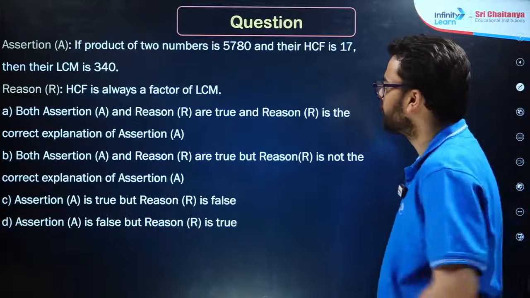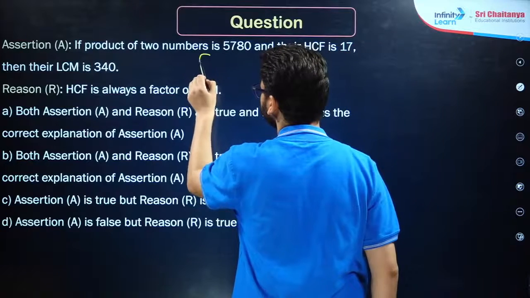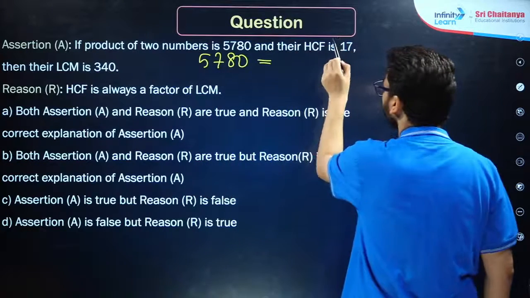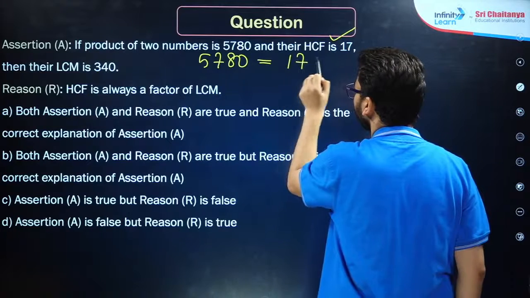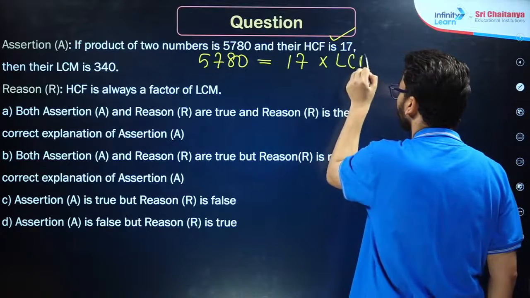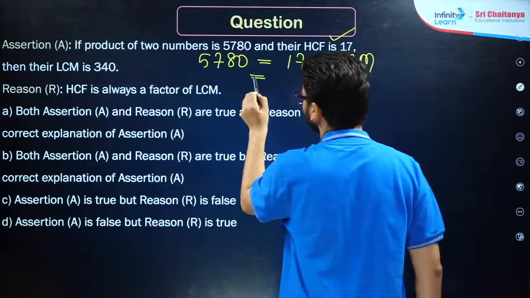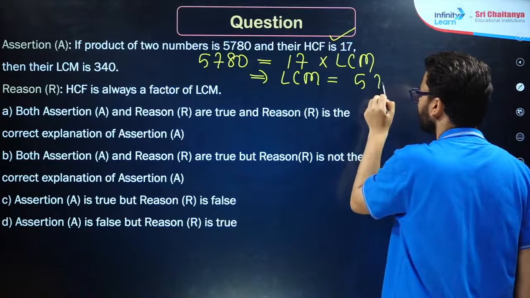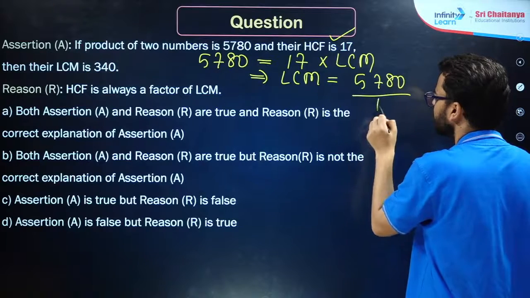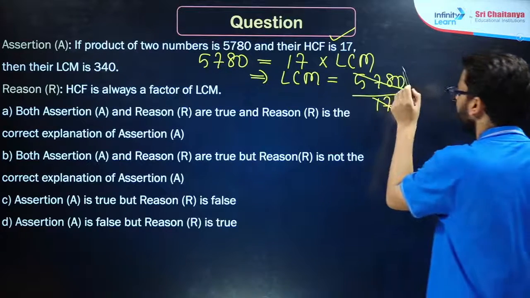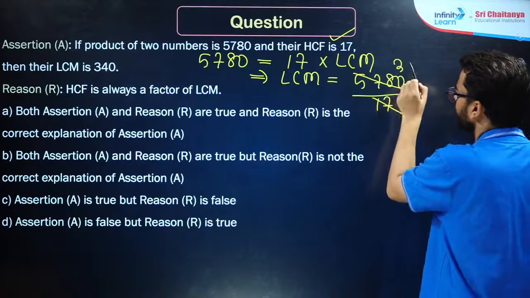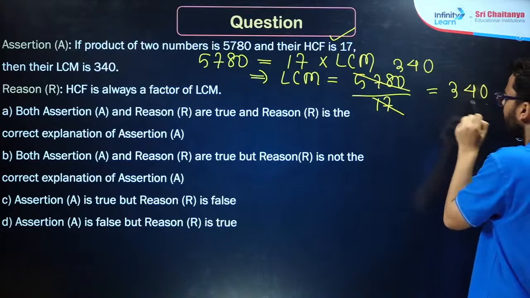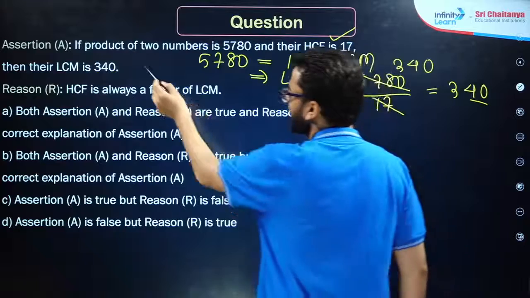Now you see, the product of two numbers is this. Product of two numbers is equal to their HCF multiplied by LCM. Correct? HCF multiplied by LCM. So LCM will be what over here? 5780 upon 17. 17 3s are 51, 40. So that will be 340. So therefore, you see, assertion is correct.